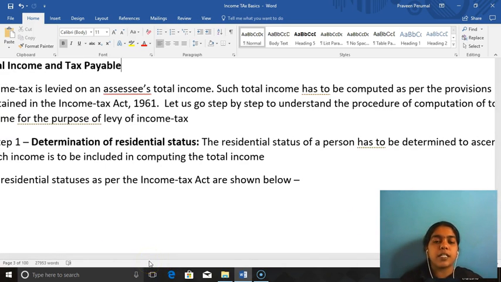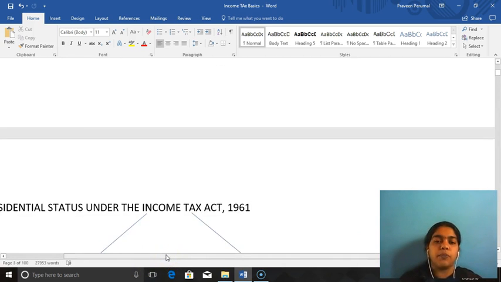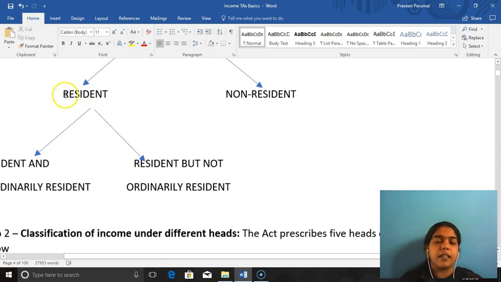So the residential status as per the income tax is shown below. First is resident and non-resident. So there are two broad categories. First category is called resident and the second category is non-resident. Resident and ordinarily resident and resident but not ordinarily resident.